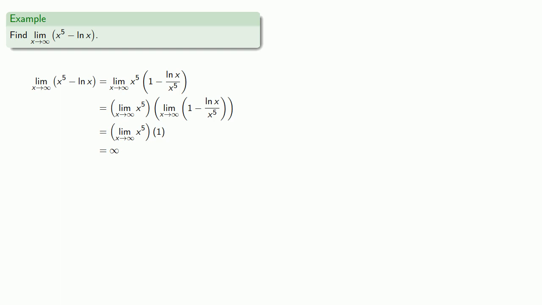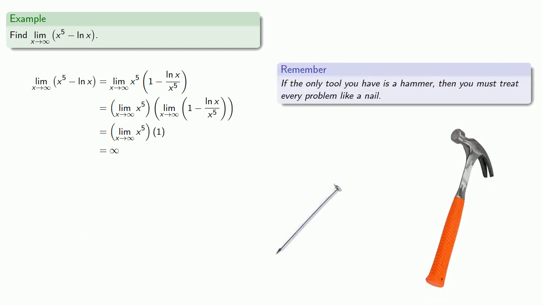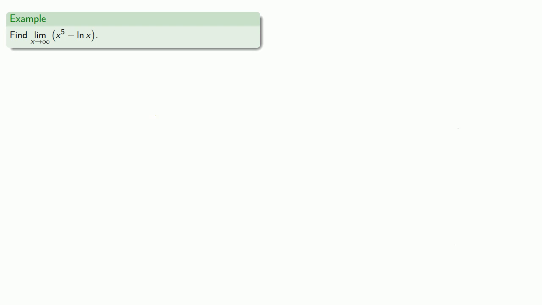Now, even though we have found the limit and solved the problem, let's see if we can do this in another way. And the thing to remember is that if the only tool you have is a hammer, then you must treat every problem like a nail. And that's great if you're hanging pictures, not so useful if you're trying to open a jar of pickles. So let's play around with logs a little bit more. And earlier we were able to simplify a log because the difference of logs is a quotient. And we have a log here. We just don't have a log here.